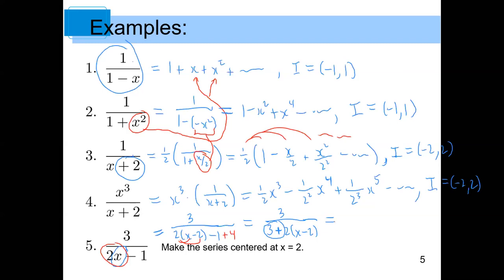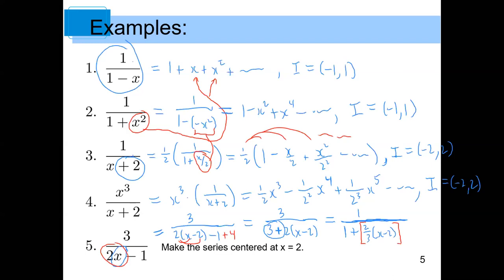If I do that, what do we get? If I divide top and bottom by 3, it's going to be 1 over 1 plus what? 2/3 times the quantity x minus 2. You see this? So just so that we're clear, this looks like 1 over 1 plus x, basically, yes? Where x is that big thing in the red brackets.